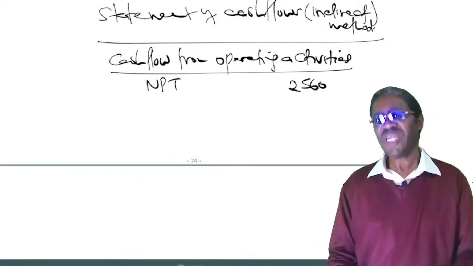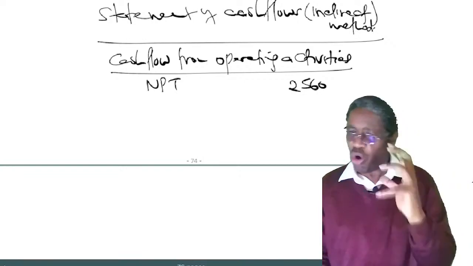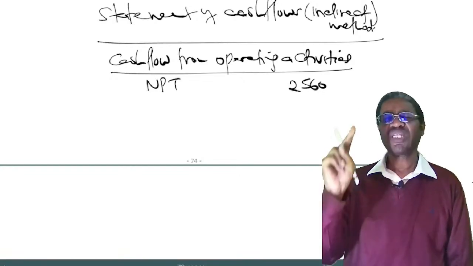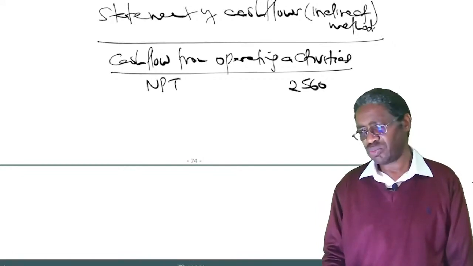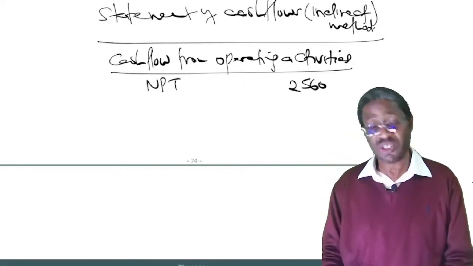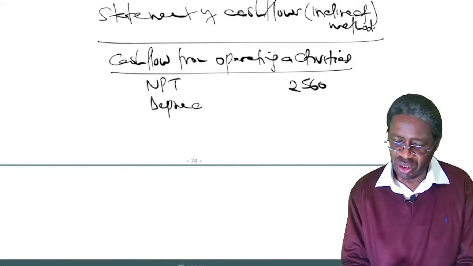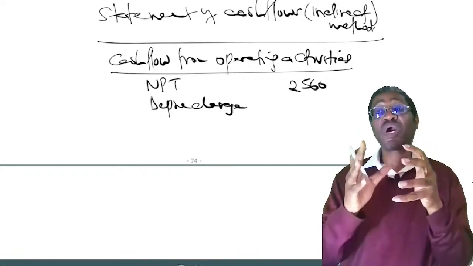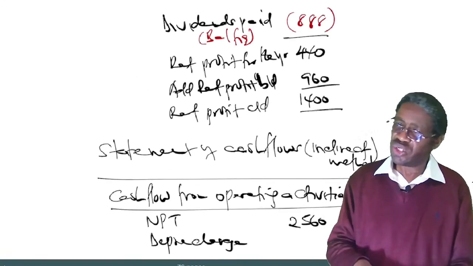Then we normally adjust it with all the non-cash items. I hope you still remember we said there are two non-cash items that will ever be found in any question of cash flow. Whenever you are doing a question on cash flow, there are always two non-cash items that you will find. One of them is depreciation. So we said you bring in the depreciation charge for the year. I told you, for some questions you have to calculate that charge, and for some questions it is given.